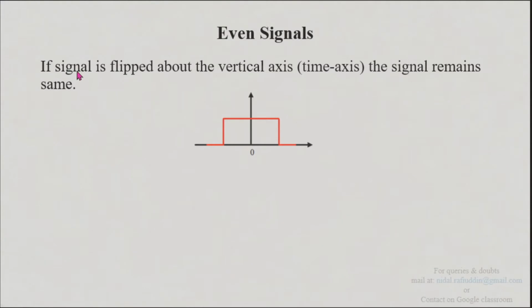In other words, if the signal is flipped about the vertical axis. Sorry, this is not the time axis. Rather, let me correct this. It should rather be the time origin. So if the signal is flipped about the vertical axis, that is the time origin, the signal remains the same.